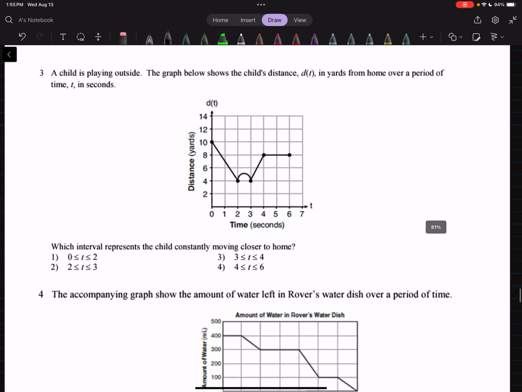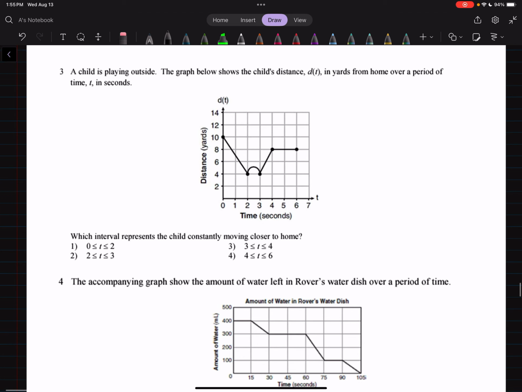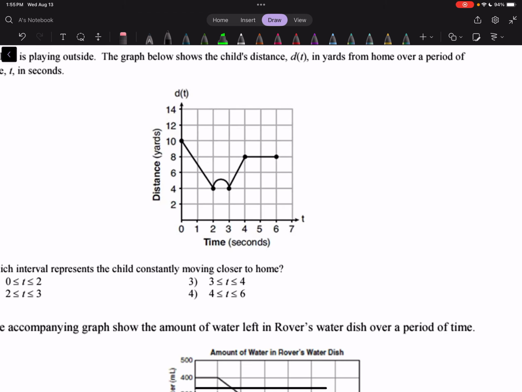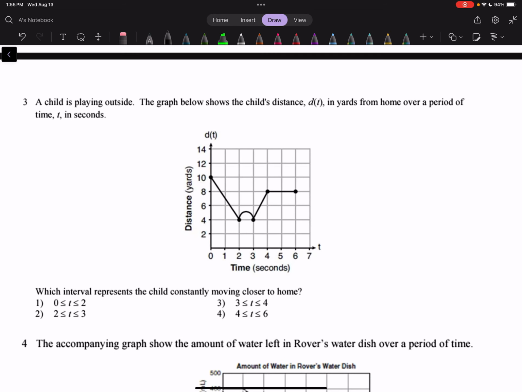All right, I am going to give you a second to pause the video and encourage you to try number 3. All right, the child is playing outside. The graph below shows the child's distance from home over a period of time. So 0 is home. The x-axis is home.